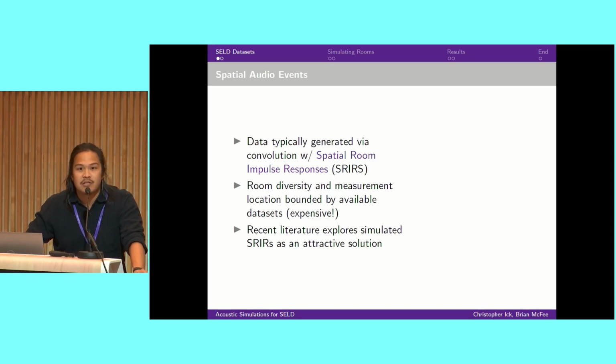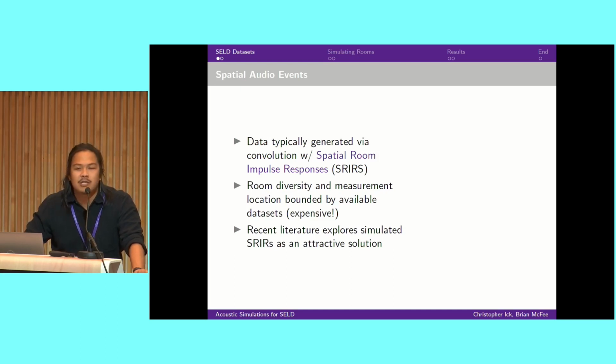Because most of our solutions use deep neural networks, we obviously need an appropriate scale of data to train these models. And if we can't go out and measure all of these, the next best solution is to go out and measure a bunch of room impulse responses and convolve those with audio events to spatialize them. Now, this is a much better solution and allows us to produce a lot more data, but obviously going out and measuring these spatial room impulse responses is still pretty expensive and takes a decent amount of time.